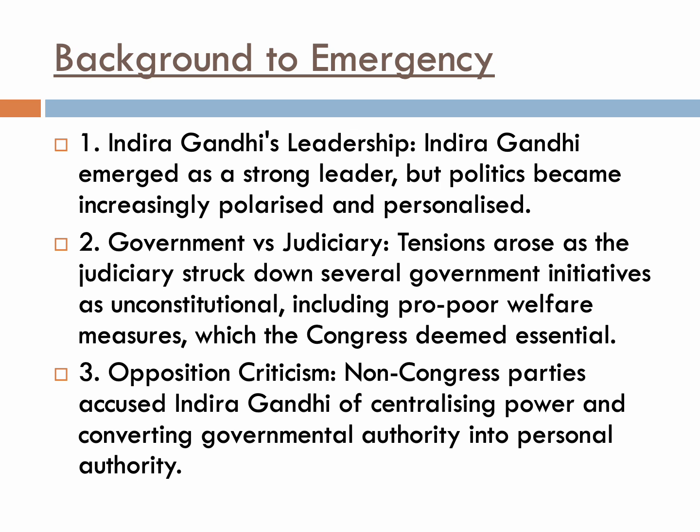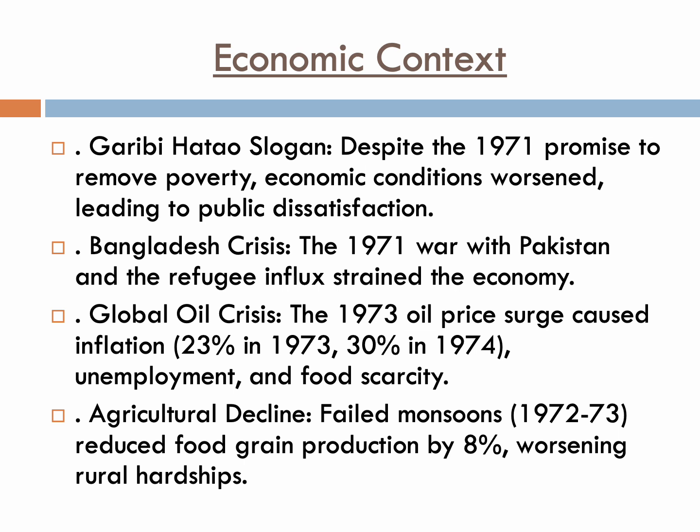Secondly, we need to cover the background to emergency, like Indira Gandhi's leadership, which became polarized and personalized to a great extent. Then the government versus judiciary struggle, the tensions between them. Then the opposition criticism. Thirdly, the economic context, like the Garibi Hatao slogan through which Indira Gandhi came to power, but public dissatisfaction because whatever was promised did not happen. Then the Bangladesh crisis, 1971, the global oil crisis, which also affected us negatively. Then agriculture decline due to failed monsoons actually worsened the hardships.